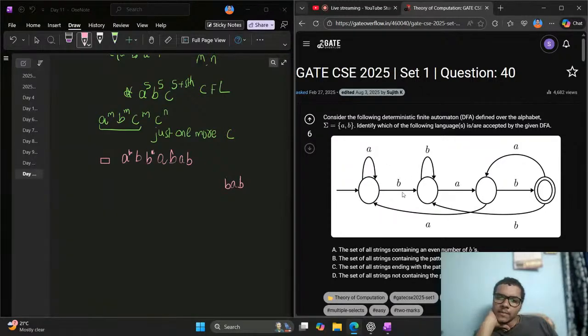So A, B, B, B, A, B, A. So A, B, A. Alright, if you do A, B, A, so this is false. The C is true, containing the pattern BAB. So if BAB is there, so can you generate anything other than A?